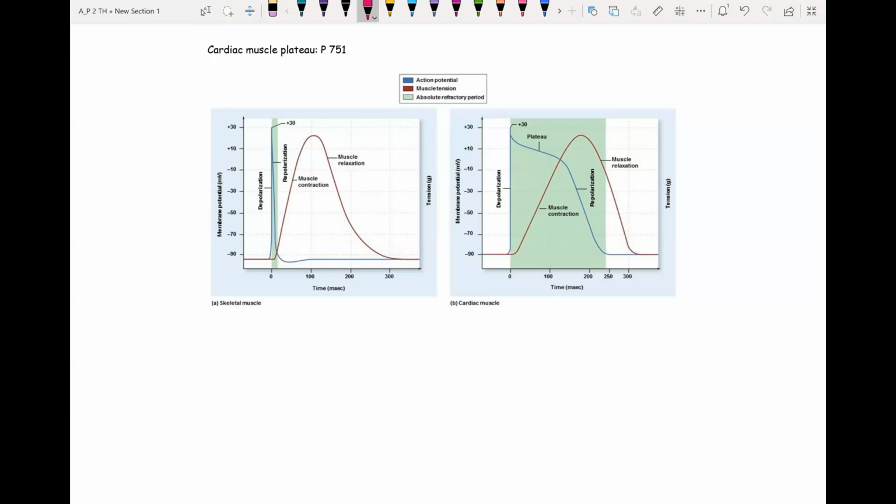In this section, we're going to compare cardiac muscle to skeletal muscle. This graph is your cardiac muscle. This one is skeletal muscle. We're doing this comparison because you already know about skeletal muscle from chapter 10, and we're going to see how cardiac muscle is similar and how it's different.